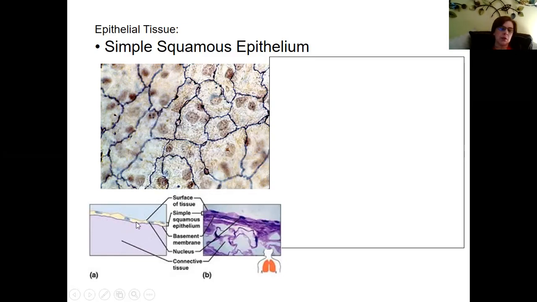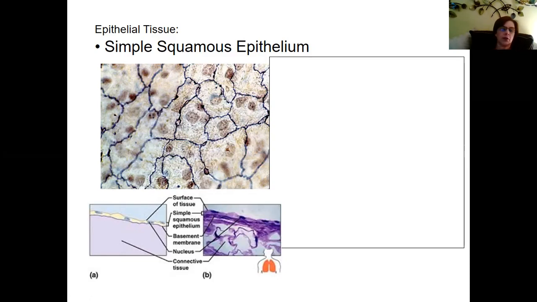This epithelial tissue is only one cell layer thick, and it's a very thin cell. So again, here's that side view, and some people say this looks like a fried egg. Some people say the side view is a fried egg view.